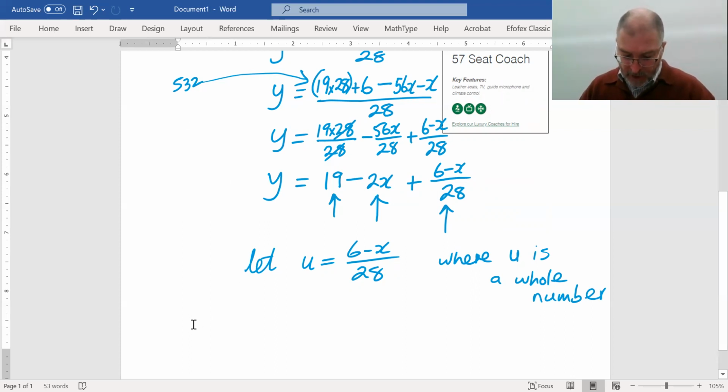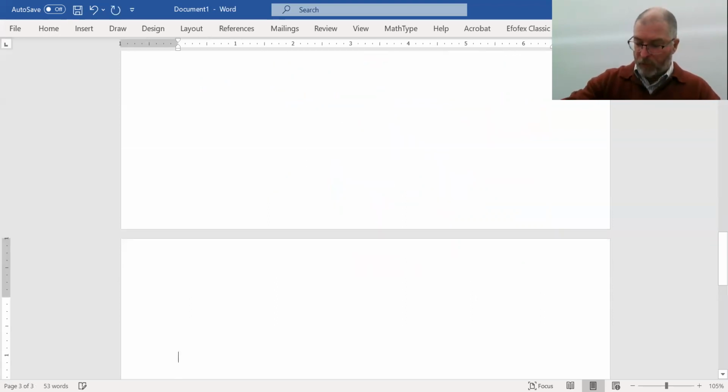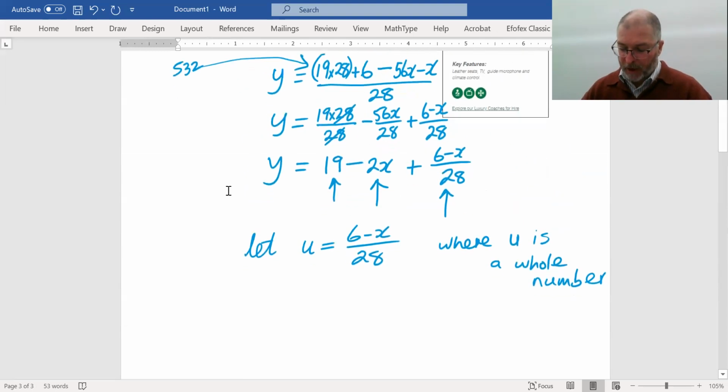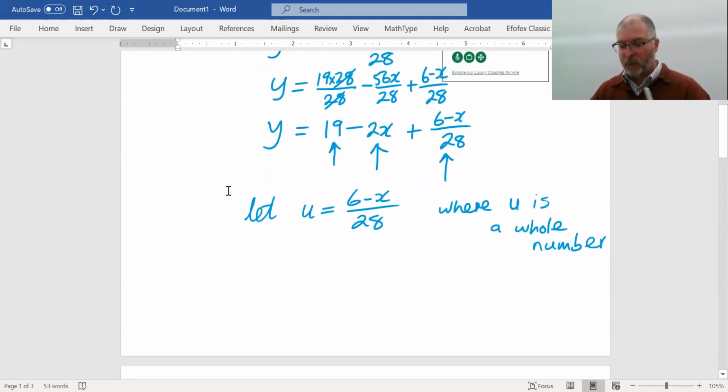So I'm going to need to just tab down a bit and make sure I've got some more room back on those pages down there to do my working. I don't know how long it'll take, but let's have a look here. Okay, so u's definitely a whole number. So let me rearrange this to see what I get for x.